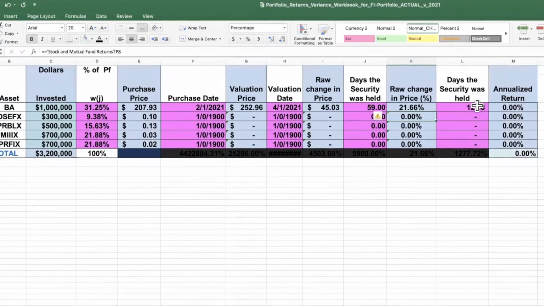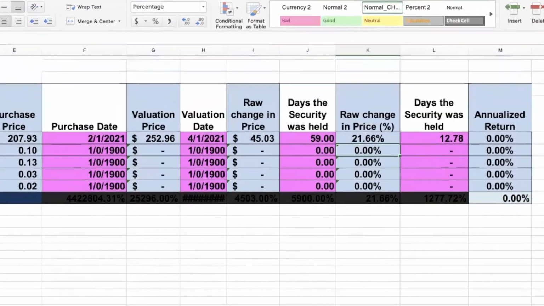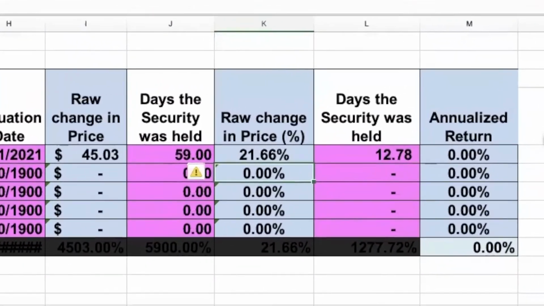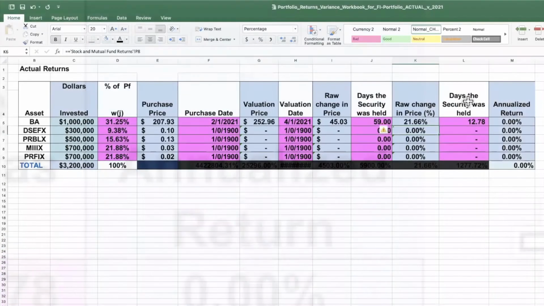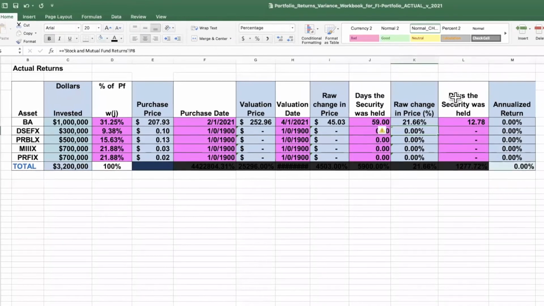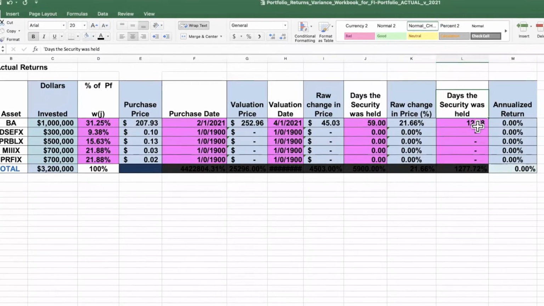The next thing we need to do is annualize our return. Now, how do we do that? The easiest way to do this is to essentially come up with an annualization factor.